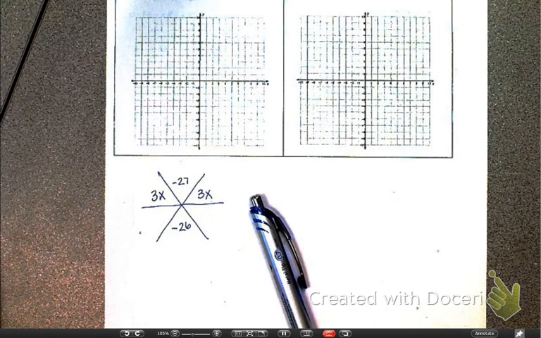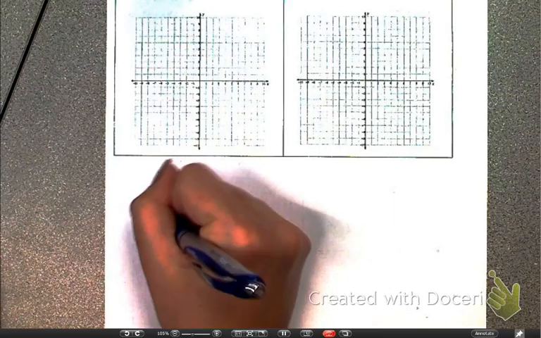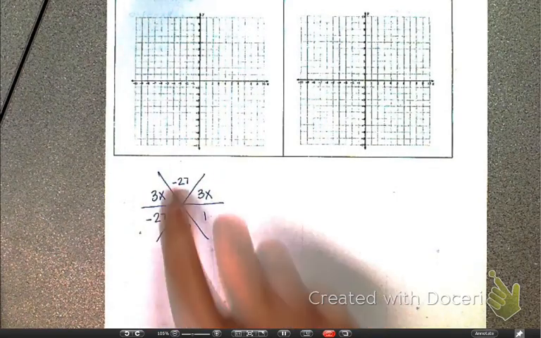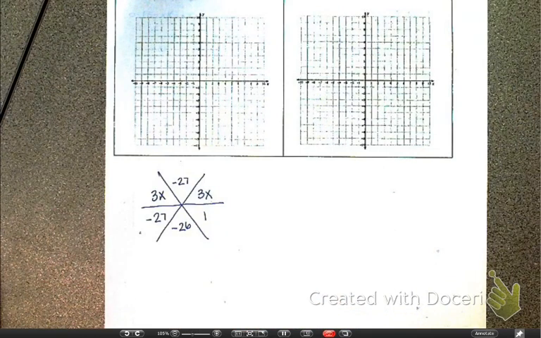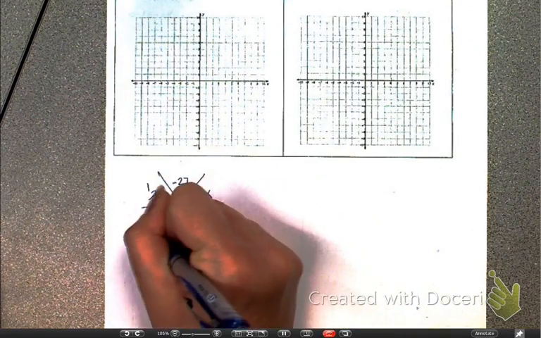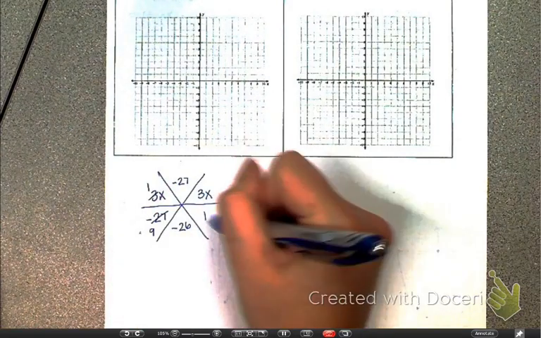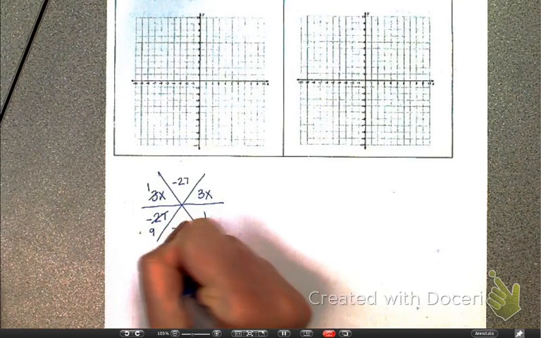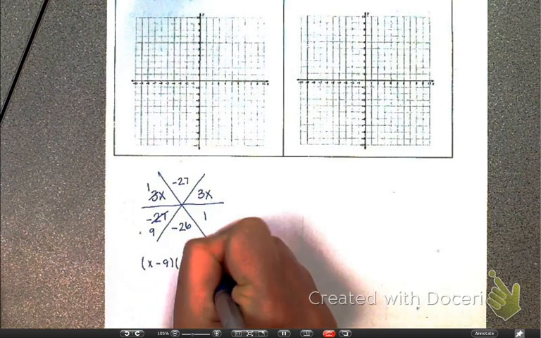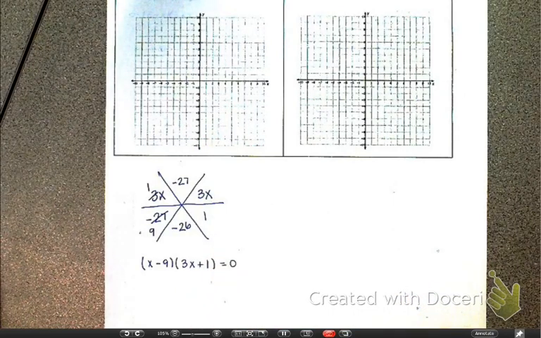Now we have to find two numbers that multiply to negative 27 and add to negative 26. Negative 27 and 1. Negative 27 times 1 is negative 27. Negative 27 plus 1 is negative 26. Who remembers the next step from here? Reduce any kind of fraction. So 3 goes into itself once. 3 goes into 27 9 times. Can I reduce here? No? So factored form is x minus 9 times 3x plus 1 equals 0.